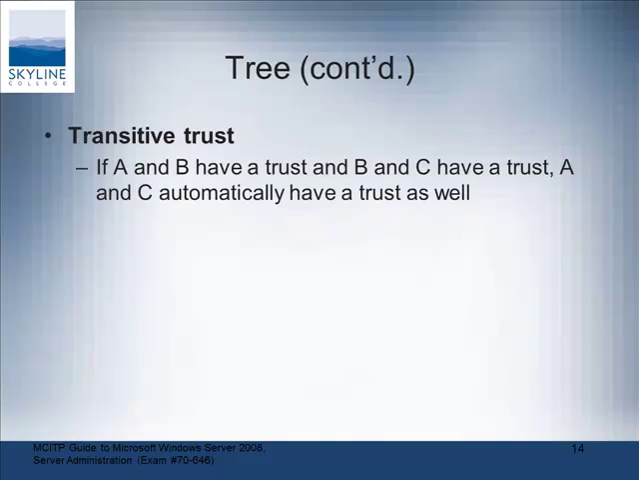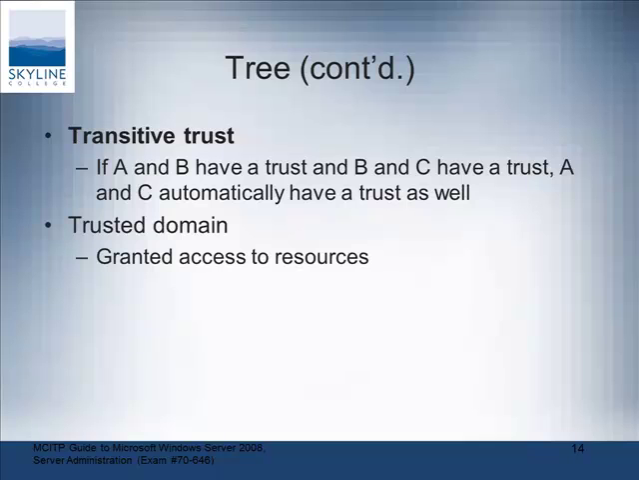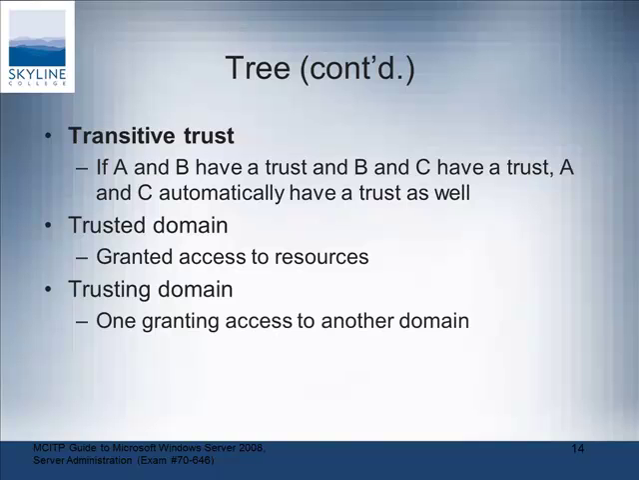Transitive trust: A and B have a trust, B and C have a trust, A and C have a trust. A trusts B, B trusts C, then A trusts C. Trusted domain is granted access to resources. All those things that I talked about, we're coming up with the bullets here. The trusting domain is the one granting access, like he's a trusting individual, he trusts everybody. The trusting domain trusts somebody else.